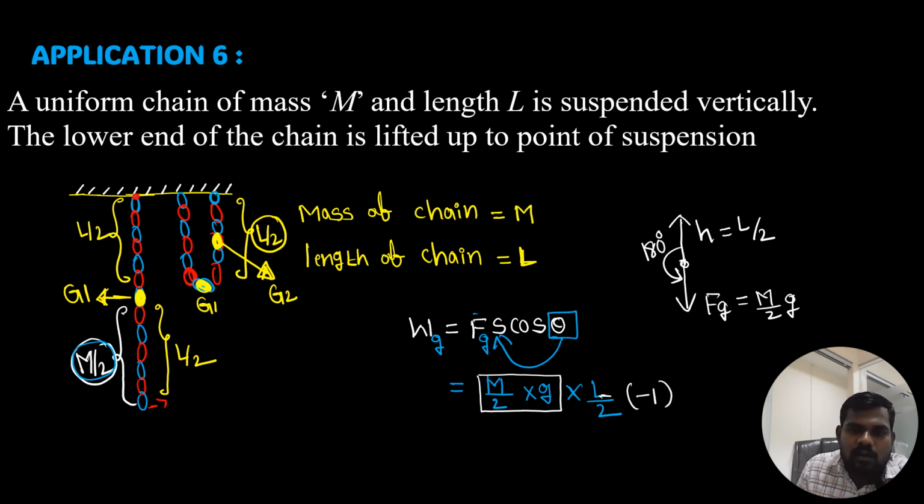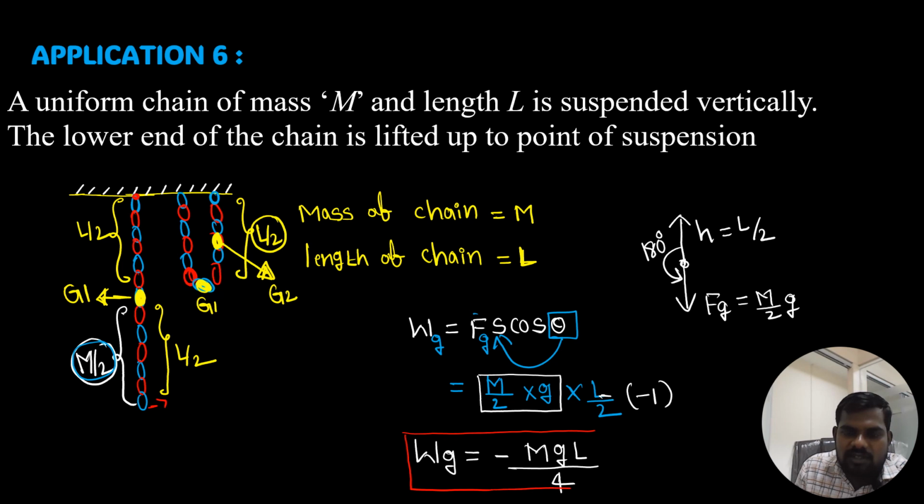So finally, the work done by gravity on this chain, when we lift the lower end of the chain up to the point of suspension, is Wg equals minus MgL divided by 2 into 2, which is minus MgL by 4. So this is the work done when we lift the chain up to the point of suspension. Okay, thank you so much.